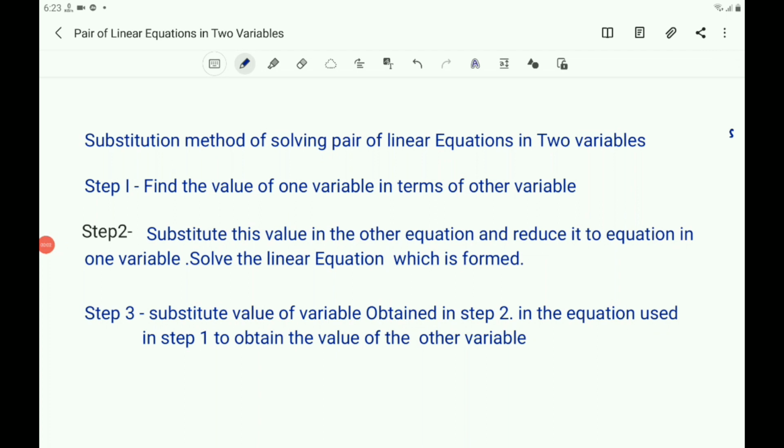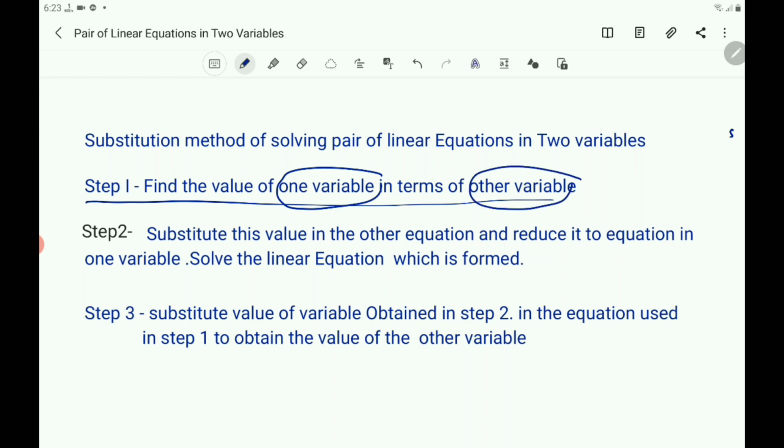Now let us discuss the steps involved in solving a pair of linear equations in two variables by the substitution method. Step 1: take the convenient equation and find the value of one variable in terms of the other variable. If the variables are x and y, express x in terms of y or y in terms of x, according to convenience.